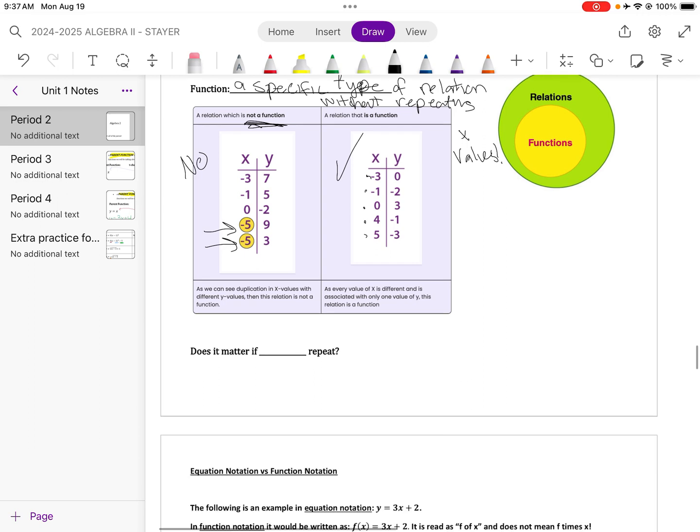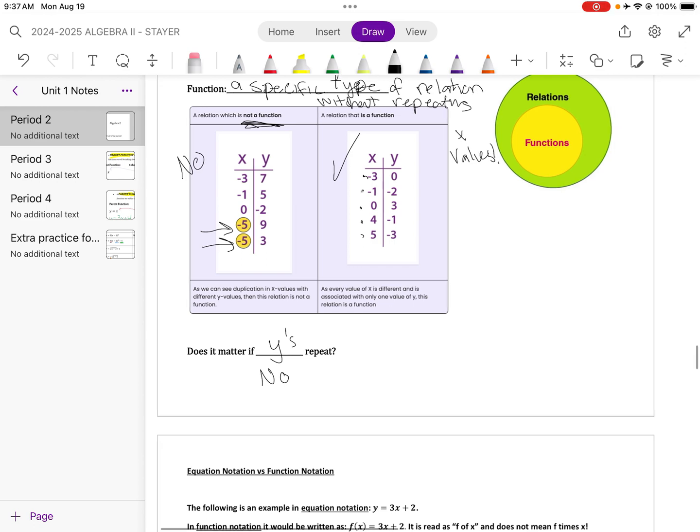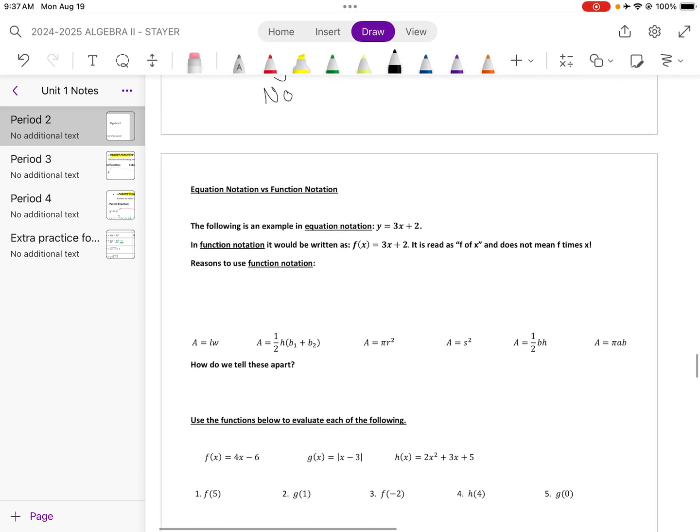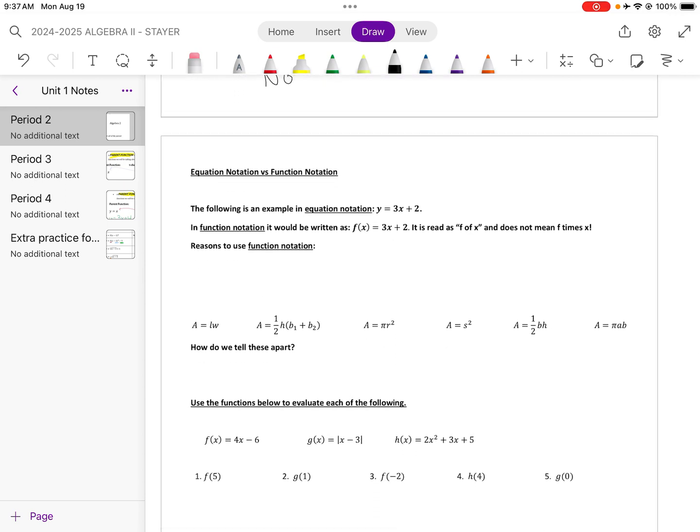All right, so the question is, does it matter if x's repeat? Yes, it does, but what about y's? And the answer is no, it doesn't matter if y's repeat. Now, one of these things with these functions is this next idea called function notation. Function notation is a way to kind of describe some different kinds of functions here. So we have this equation, y equals 3x plus 2, and we could actually just plug x's in for it and things like that. But function notation is written as f of x, and that's read as f of x equals 3x plus 2, right? It's not f times x, but it's called f of x.